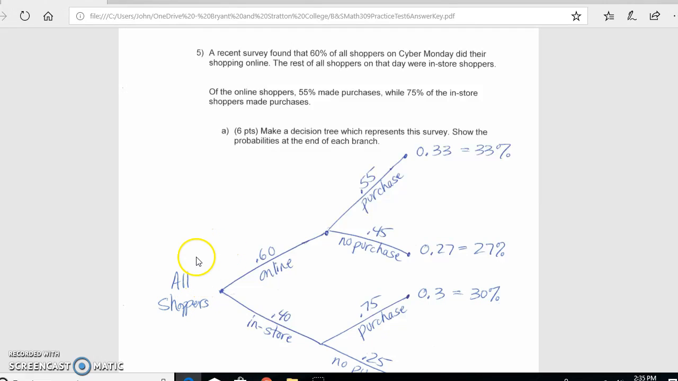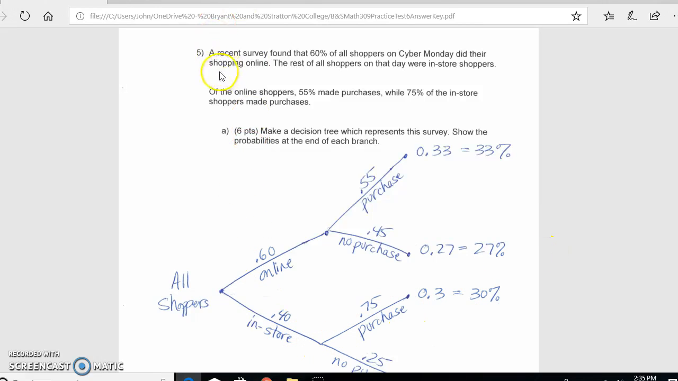Now we start with all shoppers, and we have these little dots. They're called nodes in the decision tree. And then out from this node, we have this line represents those who are the online shoppers, and this line represents those who are the in-store shoppers.